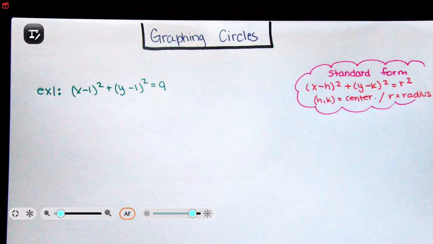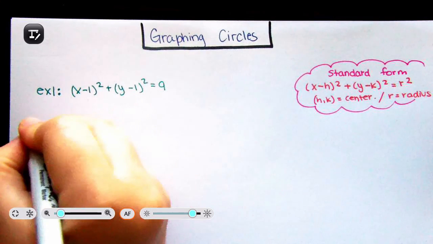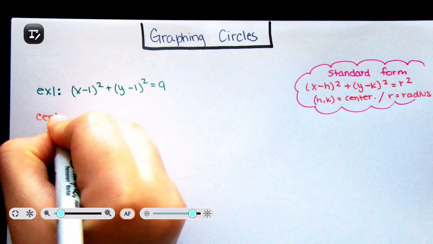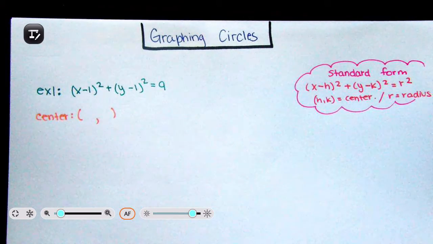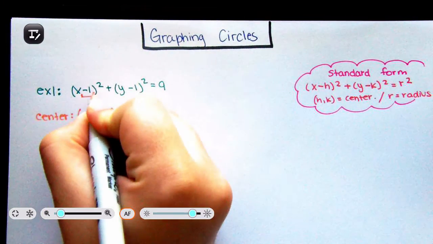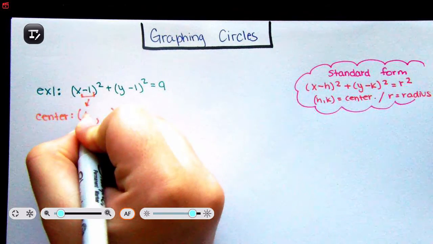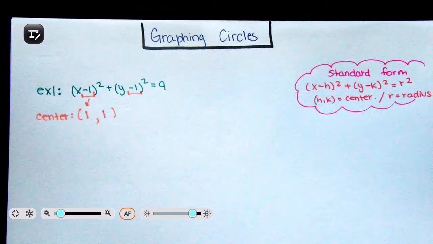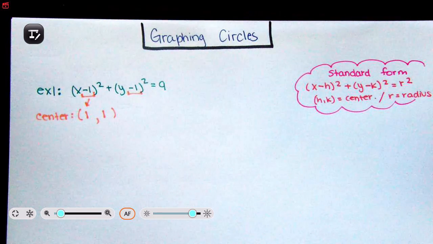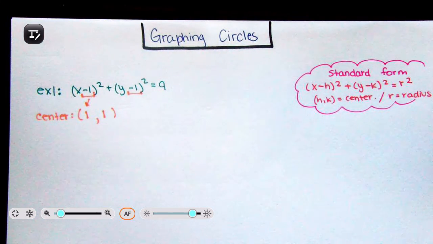So let's identify that information. So for your center point, what I recommend is always take the opposite of what you see. So if you see a -1, it's going to be a +1. And if you see a -1, it's going to be a +1. So whatever you see, you're going to take the opposite.